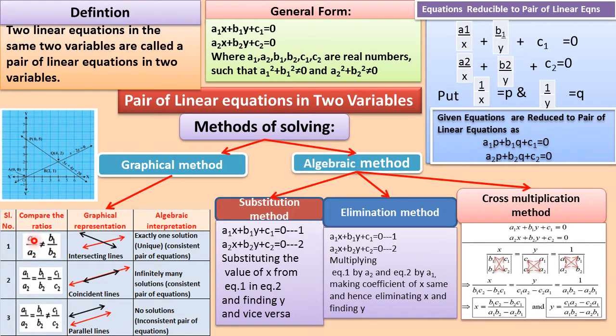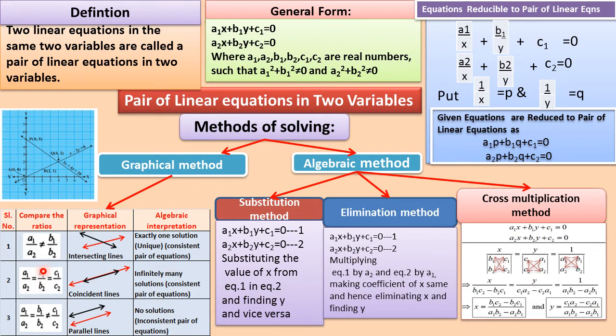Suppose I take the ratio a1 by a2, and it is not equal to b1 by b2. Then the two lines formed by the two given linear equations intersect at a single point, and accordingly we will have only one solution, that is, a unique solution. Such equations are called a consistent pair of equations. Both the equations are consistent.